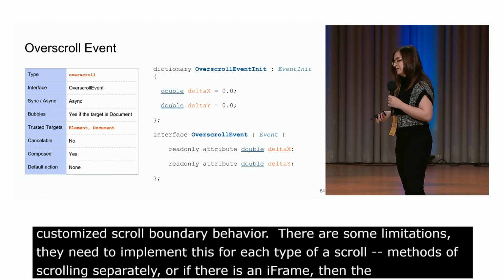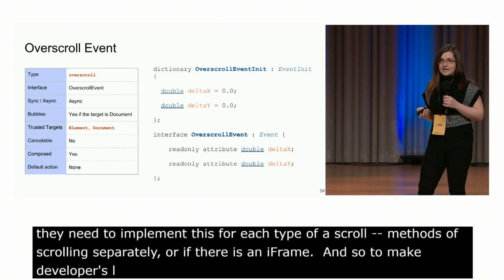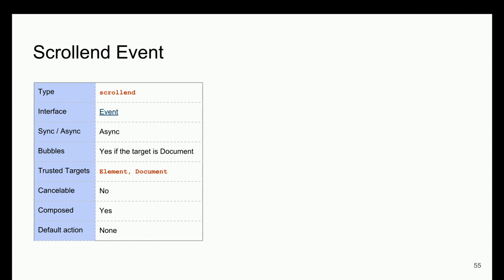So to make developers' lives easier, what we want to do is send events that make keeping track of the state of scrolling easier. So we're going to send an overscroll event, which is async, non-cancelable, and doesn't have a default action. The next event is scroll end. We're going to send it to tell the developer that the scrolling has finished and any ongoing animations related to scrolling have ended.